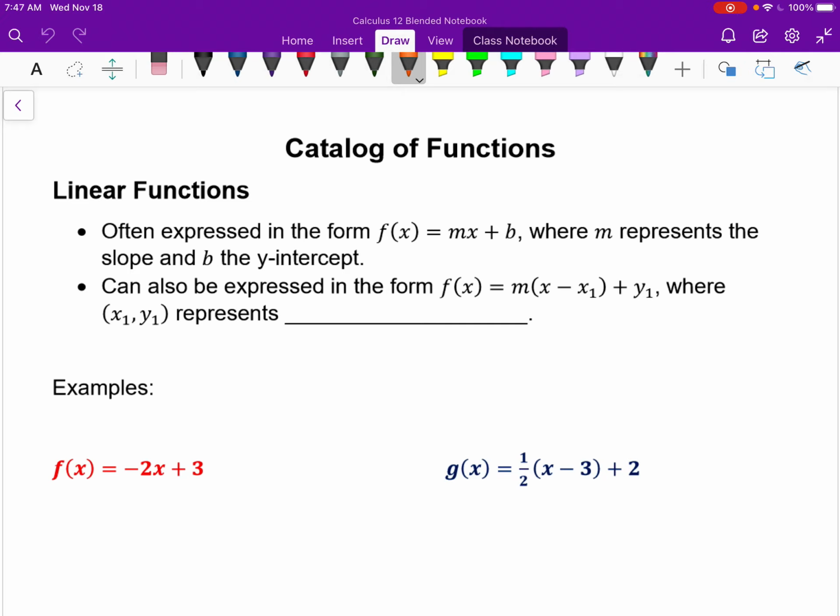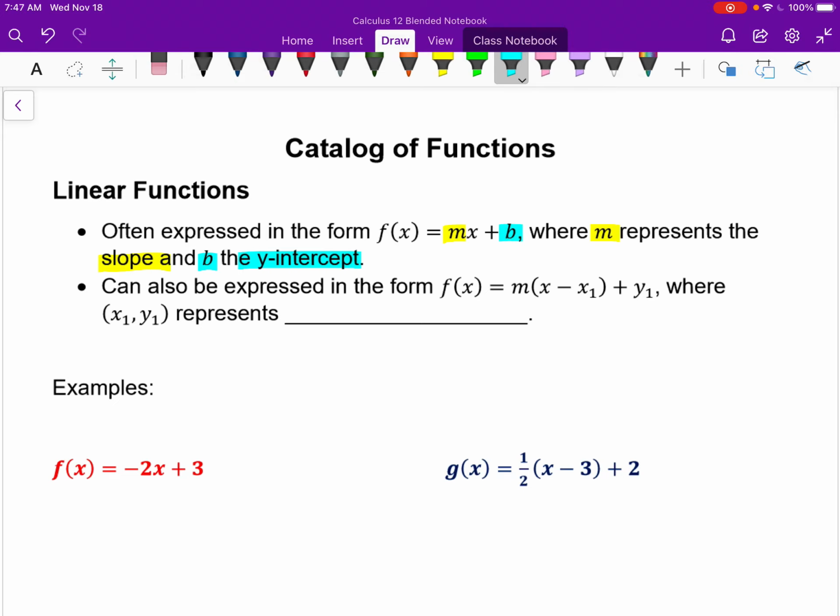And so, like it says here, linear functions are often expressed in the form mx plus b, where, as I'm sure we know, m represents the slope and b is the y-intercept. However, that's what we call slope-intercept form. There's countless ways I could express a linear equation.